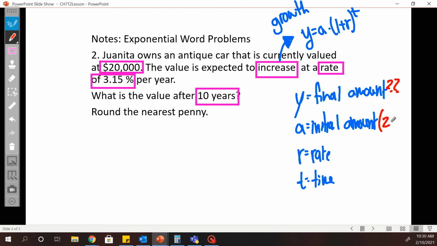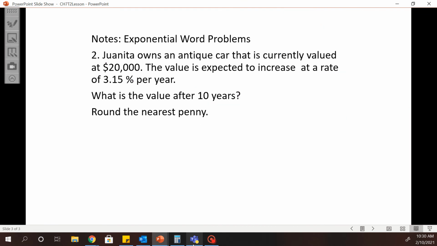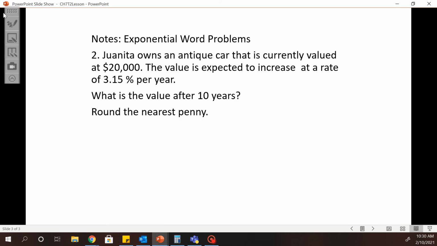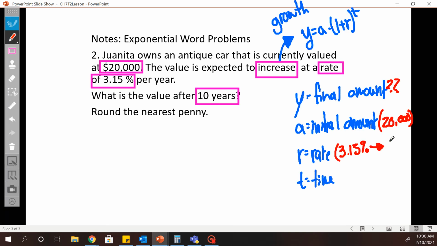Our initial amount is 20,000. Our rate is 3.15%. Do not be fooled that it has a decimal in it. That does not mean that it's in decimal form. It's in percentage form because it has a percent sign next to it. So we need to turn this into decimal form by dividing by 100. That gives 0.0315. And the time period is 10 years.